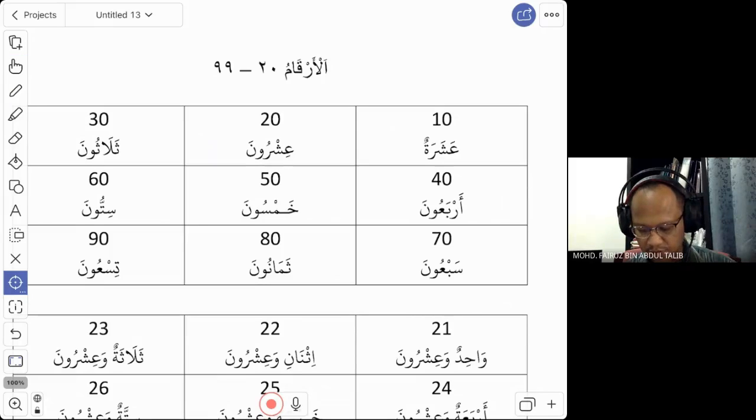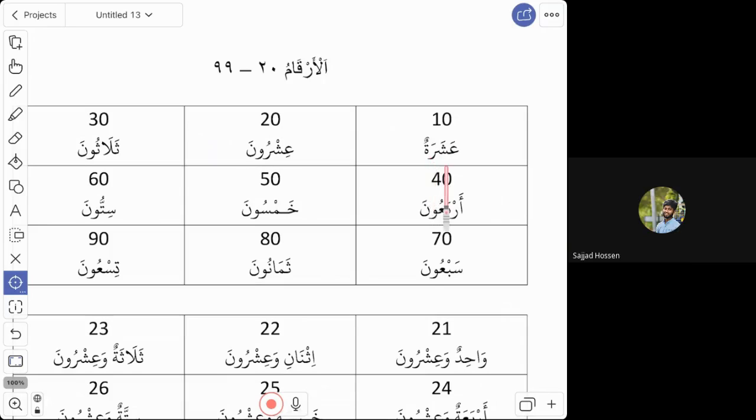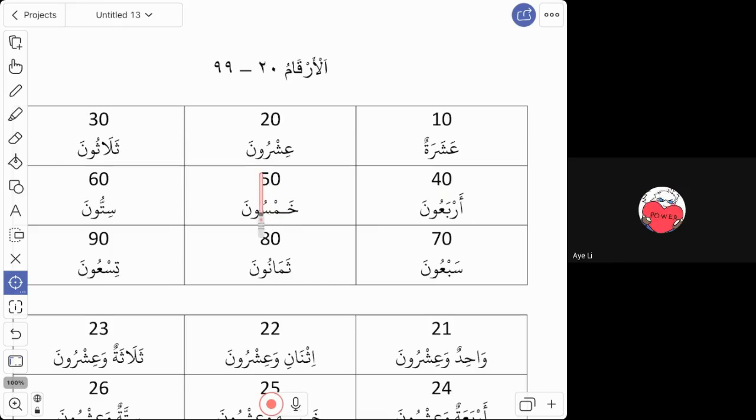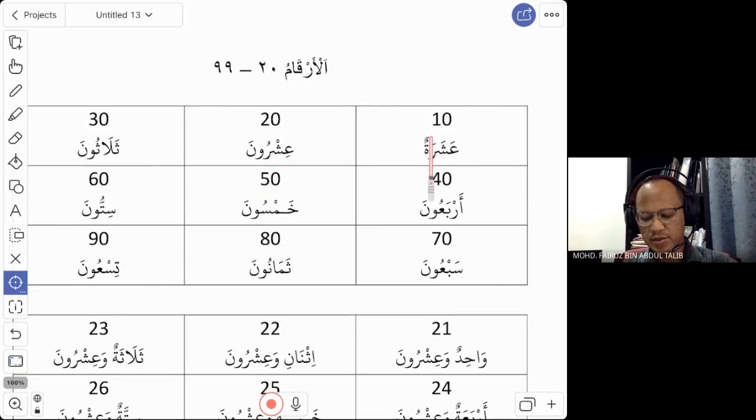Iqra'u ashara. Ashara is 10. 20, iqra'u ishruna. So for 10 and 20, these two are new words, ashara and ishrun. We don't use any of the words from number 1 to number 9. But for the remaining numbers, for 30 until 90, you will reuse the numbers that you have learned before.